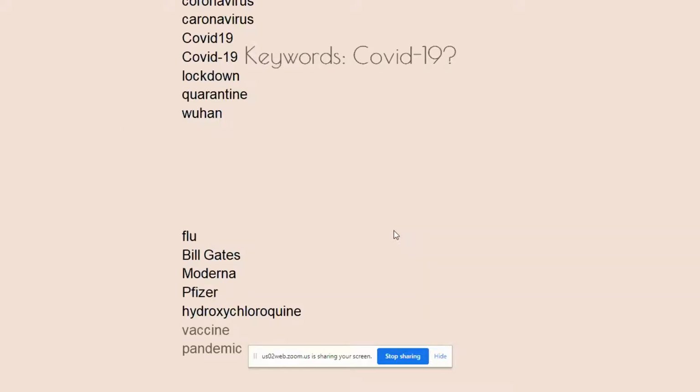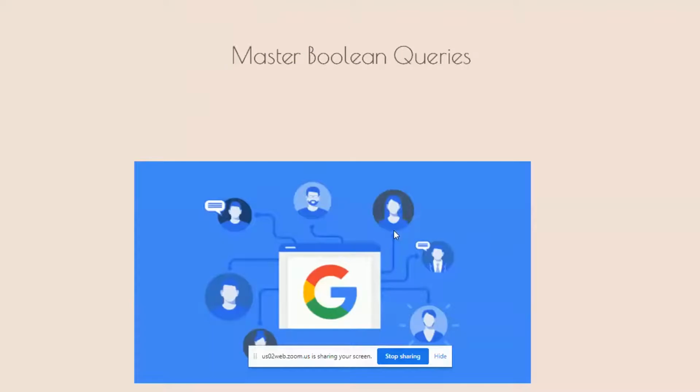Say for example, COVID-19, right? So coronavirus, then you have misspelling also, COVID-19, flu, Moderna, Pfizer. So these are the keywords which are being used for COVID-19. And we need to master Boolean queries. These are all search operators.